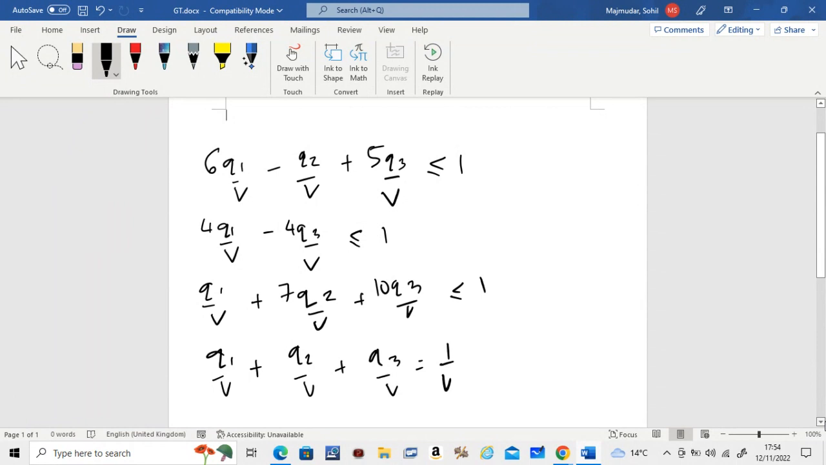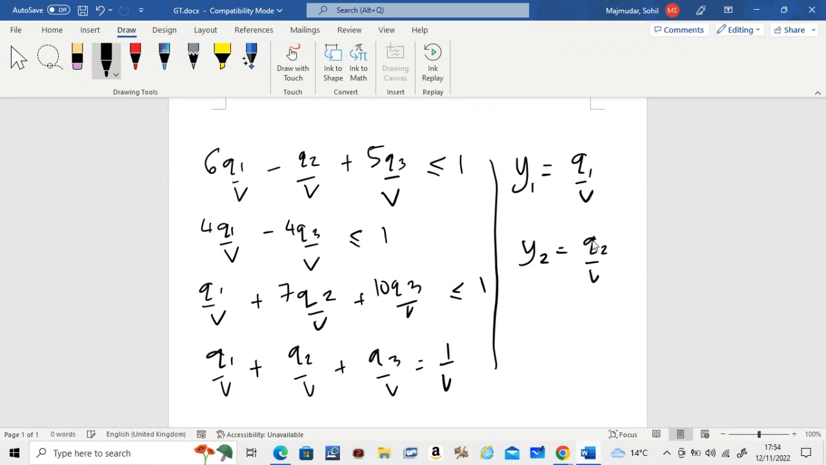Okay, now to make this look like the examples we have done, we just introduce a new variable. Let y1 be Q1 over V, let y2 be Q2 over V, let y3 be Q3 over V. So all we have to do is substitute the y1, y2, y3s in here. Let's see what happens.